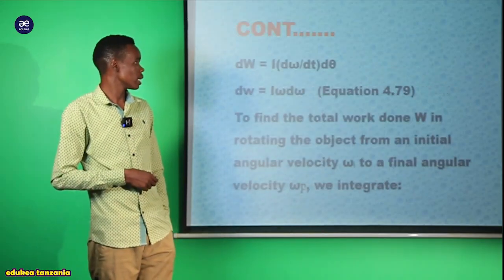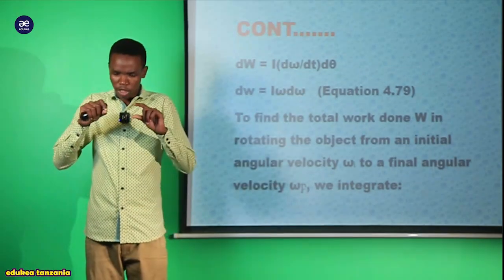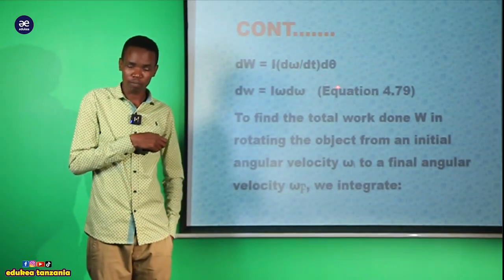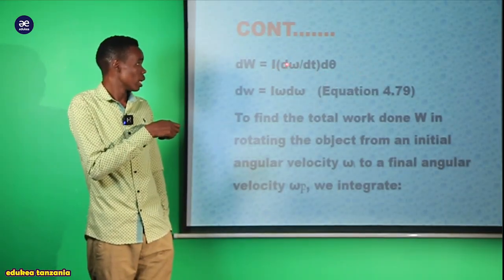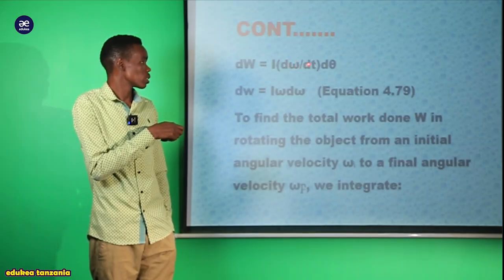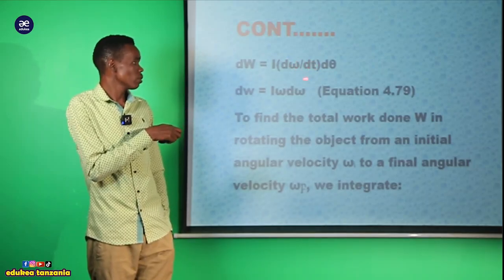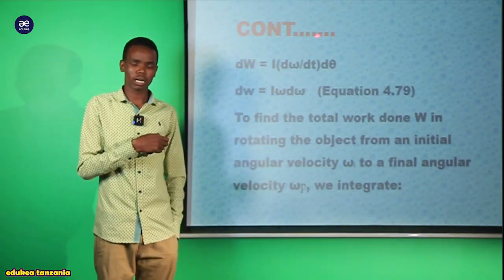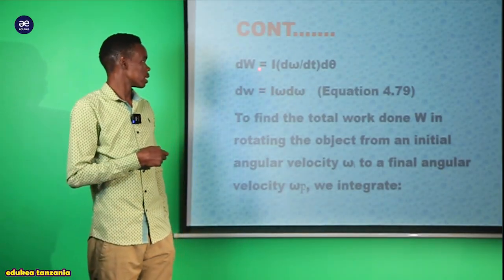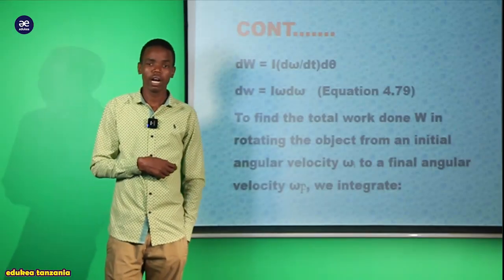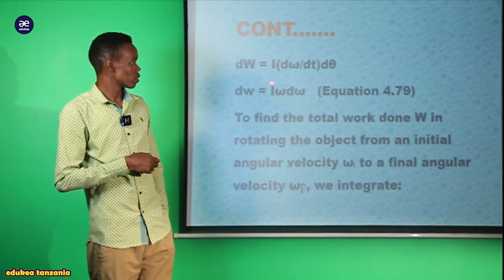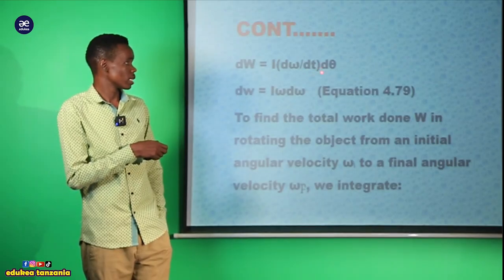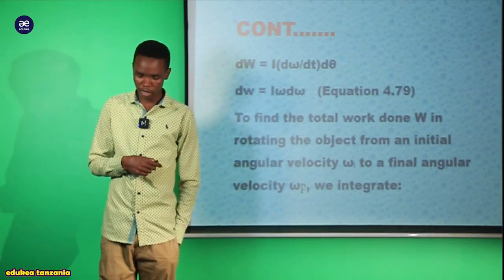Kwa tukirejea sasa kwenye equation ya 76 tutaweza kuexpress yule work done, small change of the work done equals to the angular velocity to the moment of inertia, then we times by dw divided by dt. How this become, my dear students? Why we say that the small change of the work done is equals to the moment of inertia times the dw divided by dt, then we multiply it by the theta.